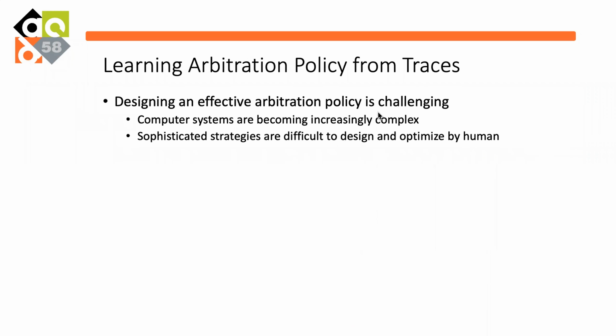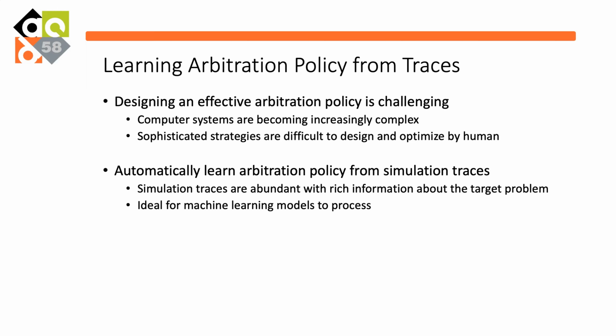Designing an effective arbitration policy has been a challenging task in computer systems, and is becoming more challenging nowadays. With modern computer systems becoming increasingly complex, it is more and more difficult for humans to design and optimize sophisticated arbitration strategies that can satisfy the performance constraints. As a result, automatically learning arbitration policy using machine learning seems to be a promising direction.